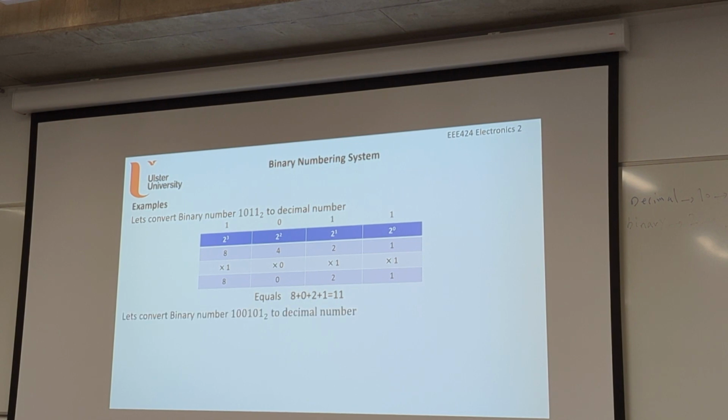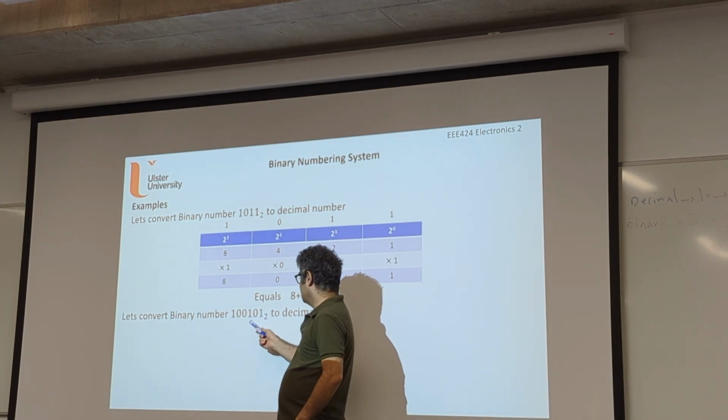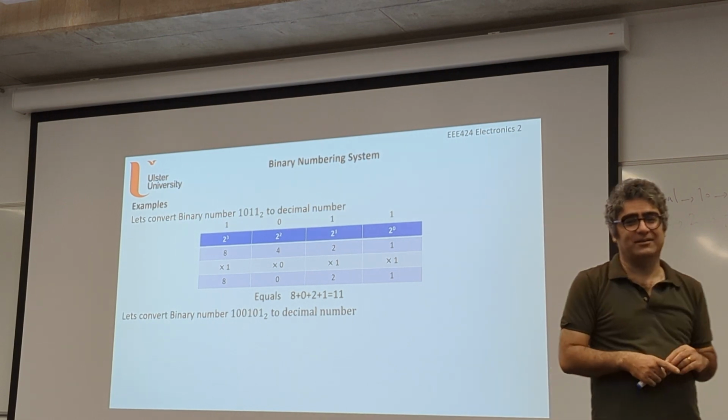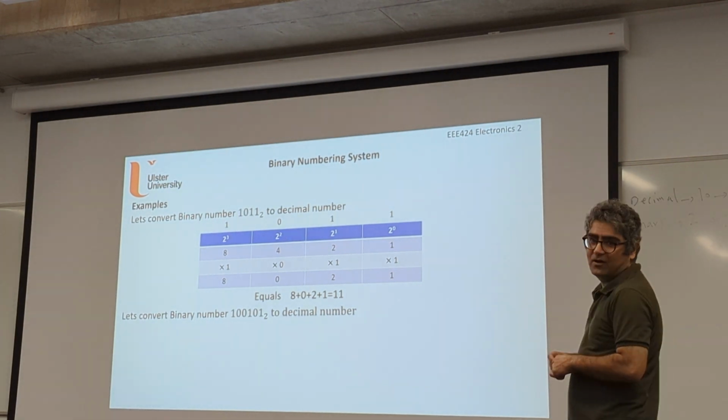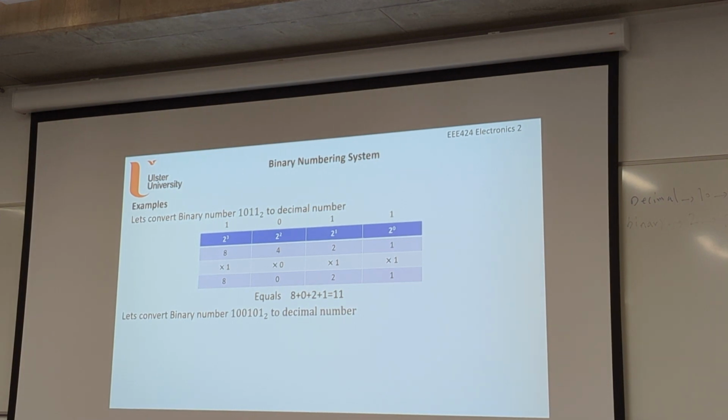Can you give me the answer of this one? 1, 0, 0, 1, 0, 1. 37? 37. Yeah? 37? Agree? Okay. So most of the students agree, then we will see the answer.